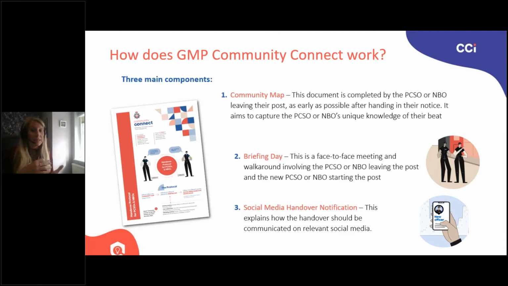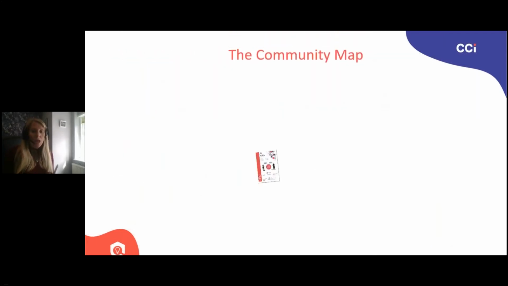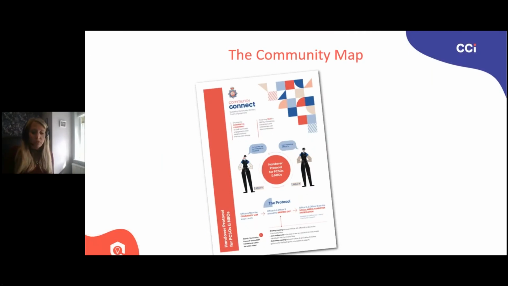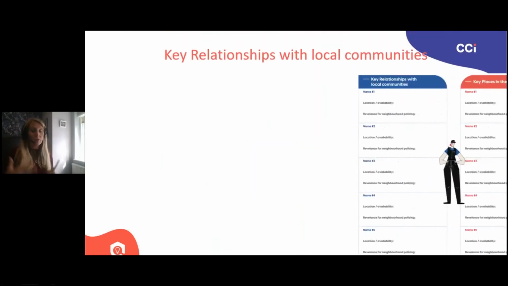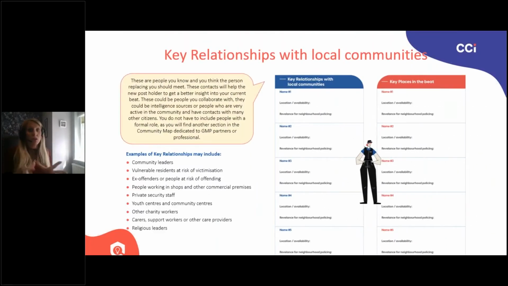Basically it is a face-to-face meeting and walk around that involves the leaving officers, the newly appointed officers, and some key contacts and partners in the local area. The final step of this handover protocol is a social media handover notification, which explains how the handover should be communicated on relevant social media. Now, I'm going to talk you through some of the features of the community map, just so you have an idea of how it is structured and how it works.